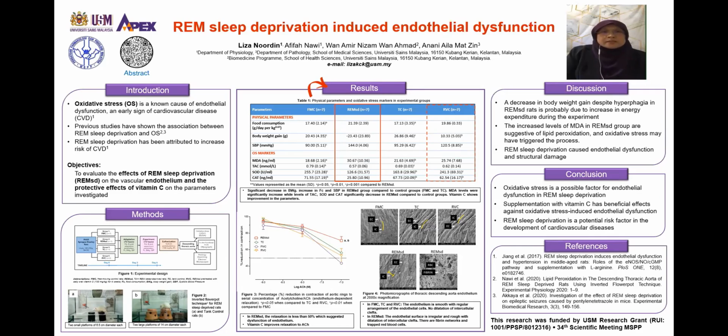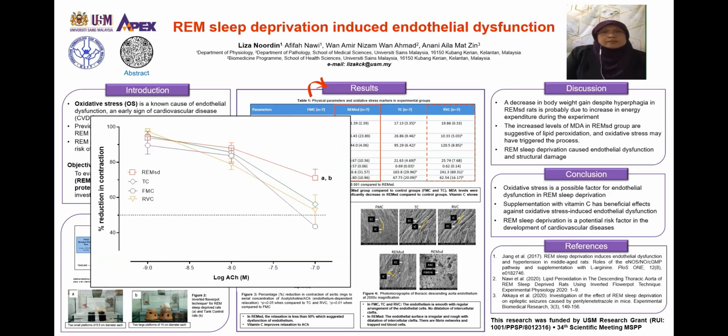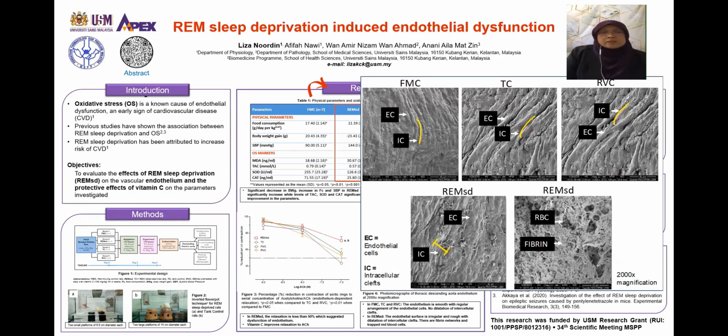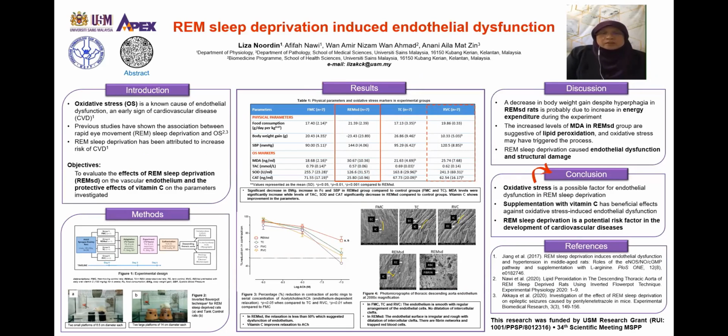From the results, in the REM sleep deprivation group, the body weight gain significantly decreased despite an increase in food consumption, suggesting an increase in energy expenditure. An imbalance of oxidative stress markers was noted in REM sleep deprivation. Increased systolic blood pressure together with impaired endothelium-dependent relaxation in REM sleep deprivation suggested endothelial dysfunction. Histology study demonstrated structural damage only in REM sleep deprivation. Interestingly, vitamin C improved all the parameters investigated. To conclude, it is proposed that oxidative stress induces endothelial dysfunction in REM sleep deprivation and vitamin C has beneficial effects. That's the end of my presentation. So, sleep well for better health.